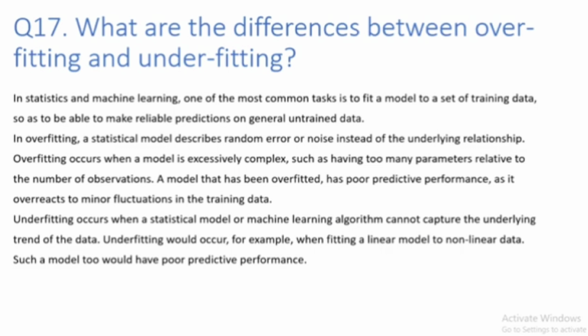Overfitting occurs when a model is excessively complex, such as having too many parameters relative to the number of observations. A model that has been overfitted has poor predictive performance and it overreacts to minor fluctuations in the training data. Underfitting occurs when the statistical model or machine learning algorithm cannot capture the underlying trend of the data. Underfitting would occur, for example, when fitting a linear model to non-linear data. Such a model too would have poor predictive performance.